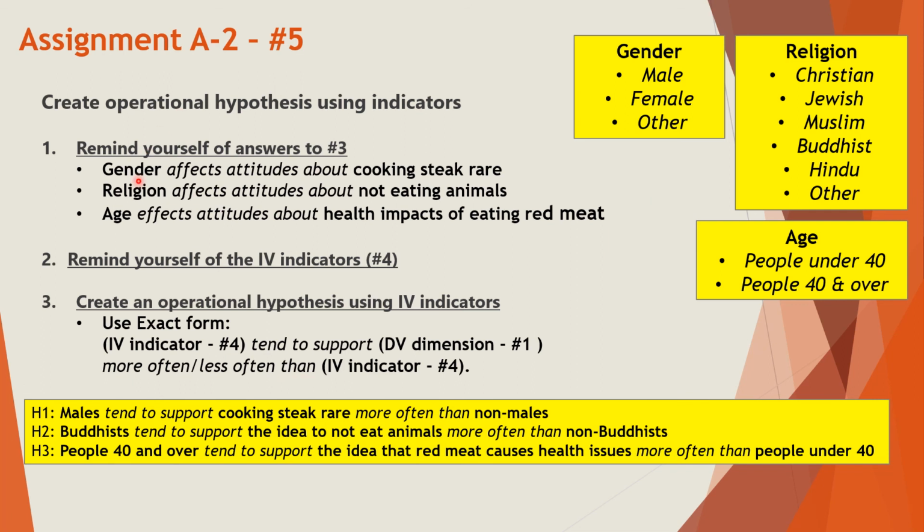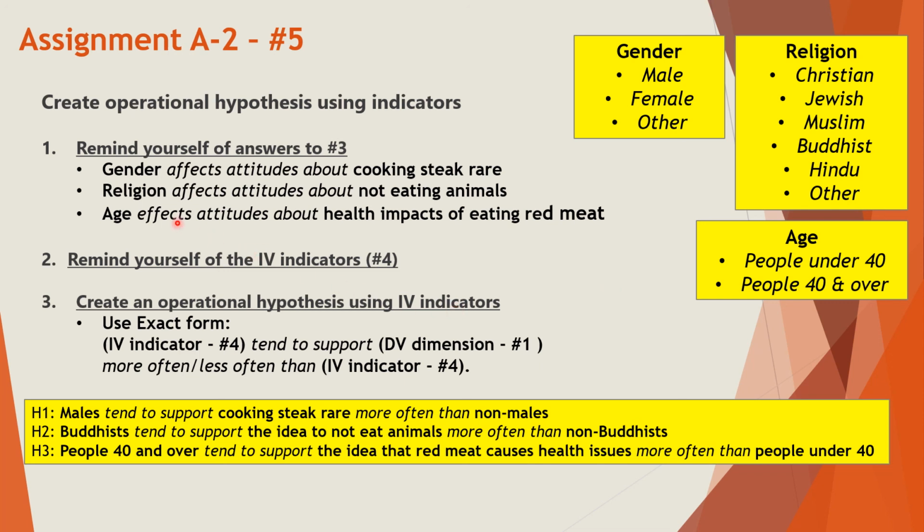So for our first hypothesis, we're going to change this one from number 3 to males tend to support cooking steak rare more often than non-males. So notice we combined female and other into a category. In the next one you're going to see a little bit more of that. In the second one, religion, we changed to Buddhists tend to support the idea to not eat animals. Notice I changed this to make the wording right and make it clear: to support the idea to not eat animals more often than non-Buddhists. So again, we picked one versus multiples.